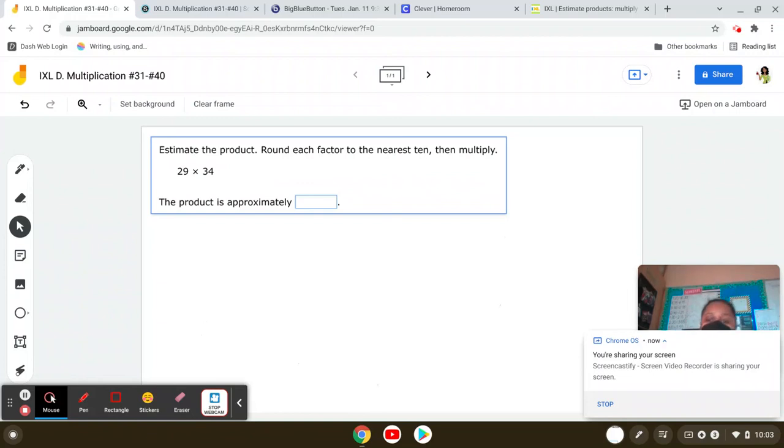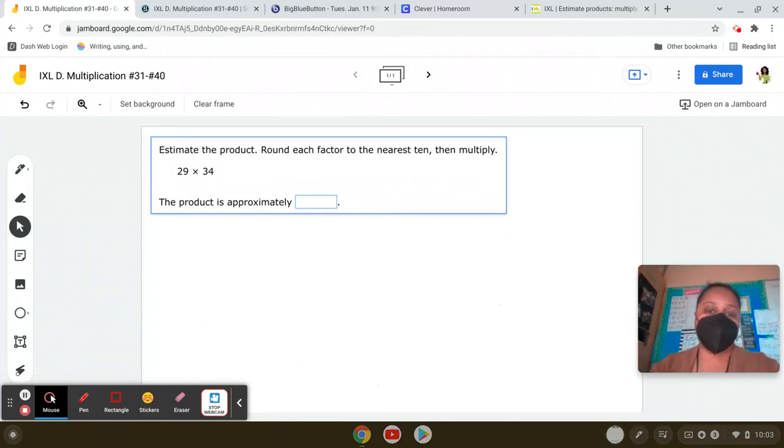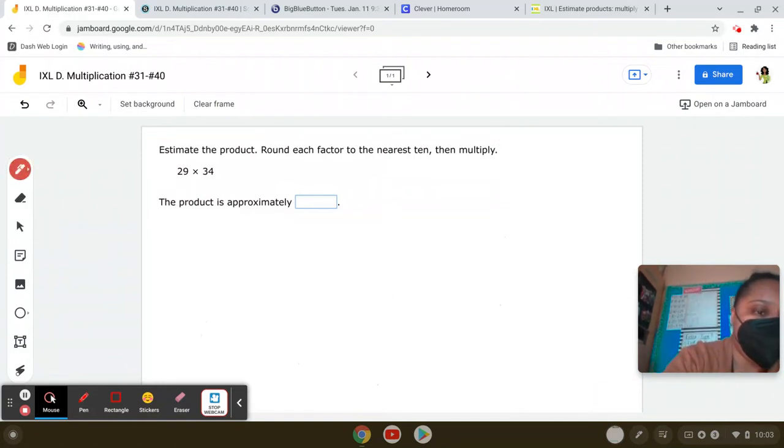Okay, it says estimate the product, round each factor to the nearest 10, then multiply. 29 times 34. The product is approximately... so estimate and approximately are basically synonyms in math. So when you're saying estimate and approximately, those are synonyms, okay? So they give you the instructions on how to do it.